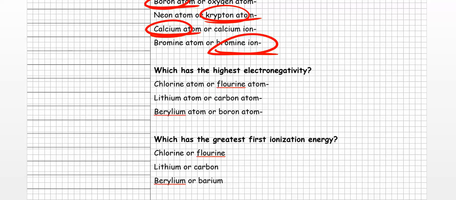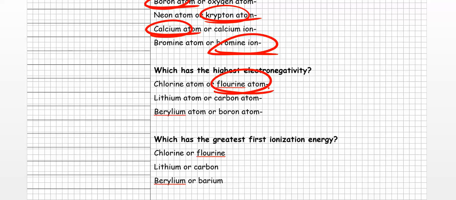Up and to the right, electronegativities get higher. All right? Electronegativities get higher, but the noble gases don't have electronegativities. Let's compare chlorine and fluorine. Chlorine is number 17, fluorine is number 9. Fluorine is higher than chlorine, so fluorine would have the higher electronegativity. And don't forget, fluorine has the highest electronegativity of all the atoms on the periodic table.